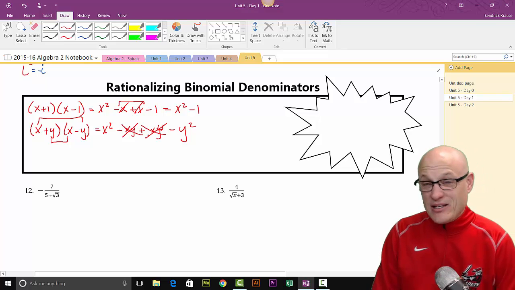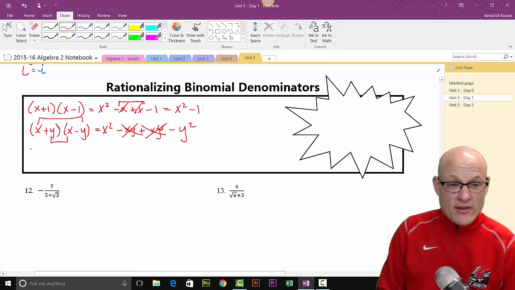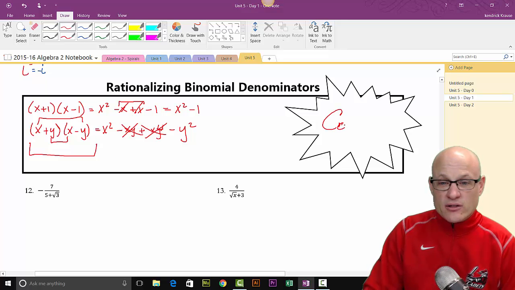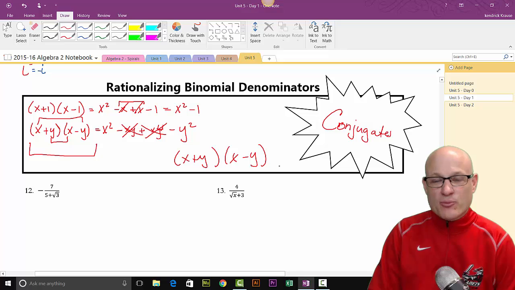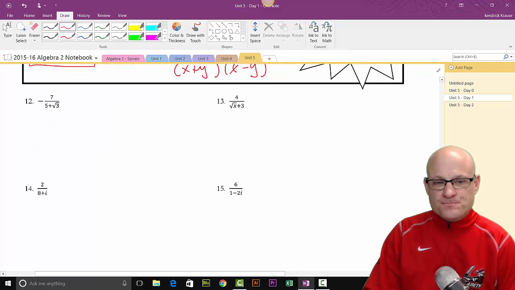So why am I telling you this? Well, we're about to get into it, but I want you to understand that these two things here, because they differ by a sign, are called conjugates. Conjugates. x plus y, x minus y are conjugates. The exact same set of parentheses, one's plus, one's minus. Let's see how that's going to help us out here.